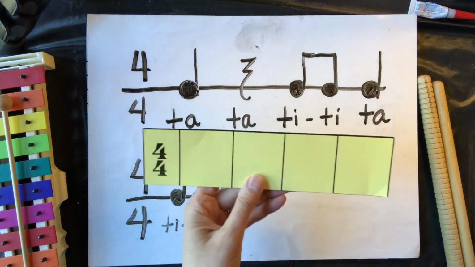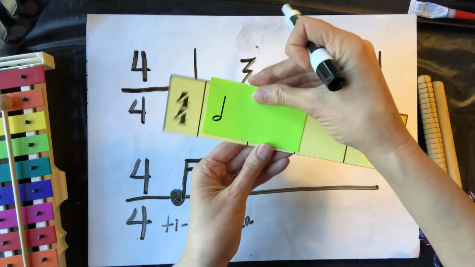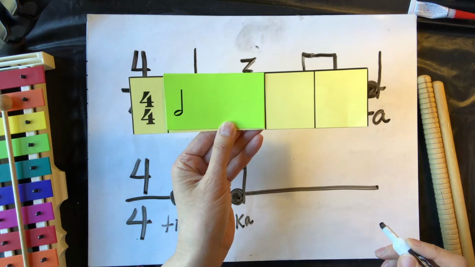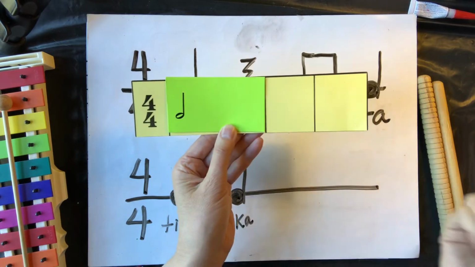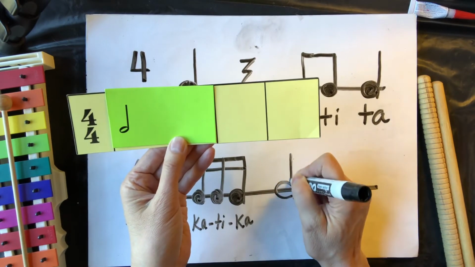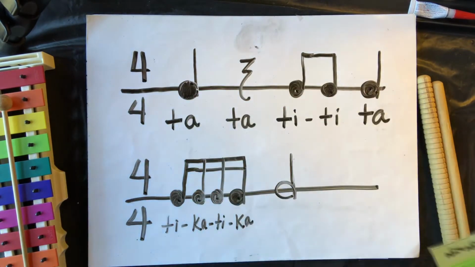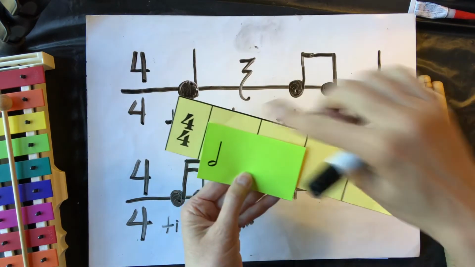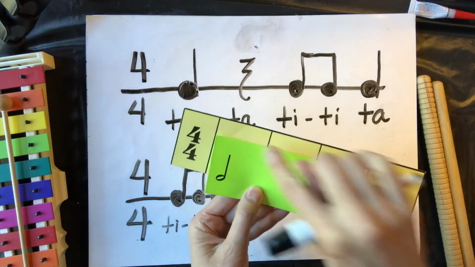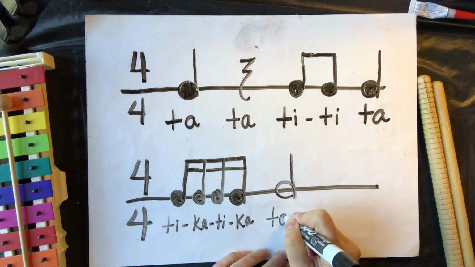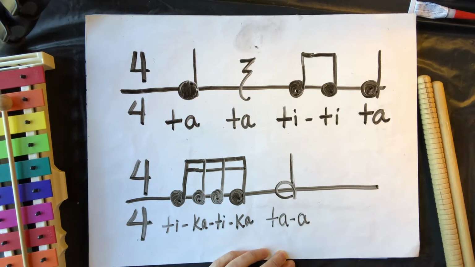All right, then we have this note, and look at how much of the measure that one takes up, okay? How much of the measure it takes up tells me the name of the note, and the name of the note was a half note. So this is called a half note, and it takes up half of the measure. So a half note gets 2 beats. 1, 2. Do you remember what we say? We say ta-a, ta-a.